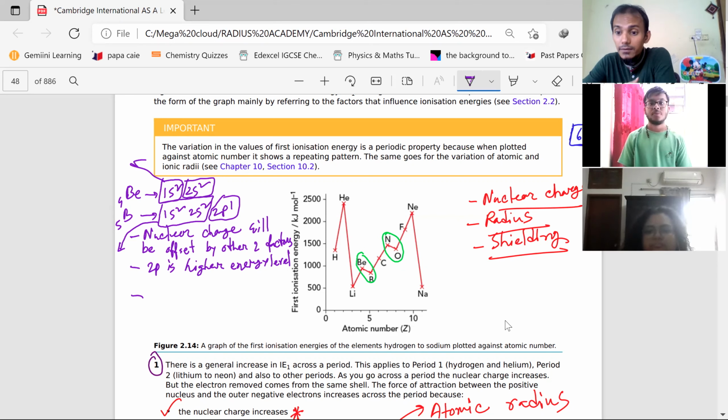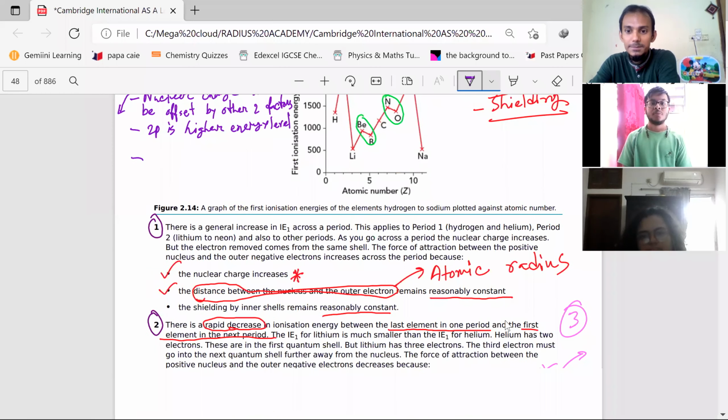So subshells or orbitals can also give shielding, that you need to understand, but the shielding will be minimal. But since the drop is minimal, we need to consider these factors as well. ঠিক আছে?